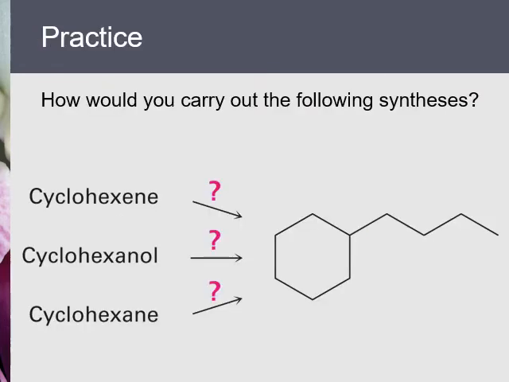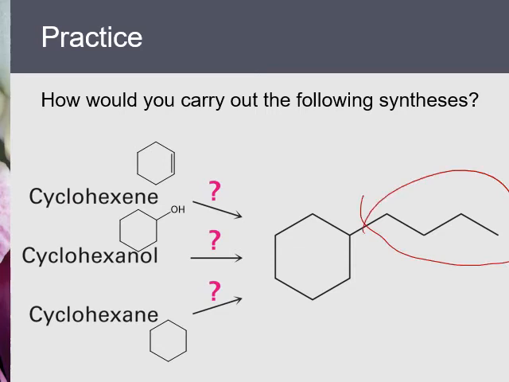Practice. How would you carry out the following synthesis? To make butyl cyclohexane from cyclohexene, cyclohexanol, cyclohexane. If we compare reactants and product, we see that there's an alkyl group added to the ring, and therefore the reaction must involve a coupling reaction. And in this chapter, we learned that coupling reaction is between a Gilman reagent and an alkyl halide.